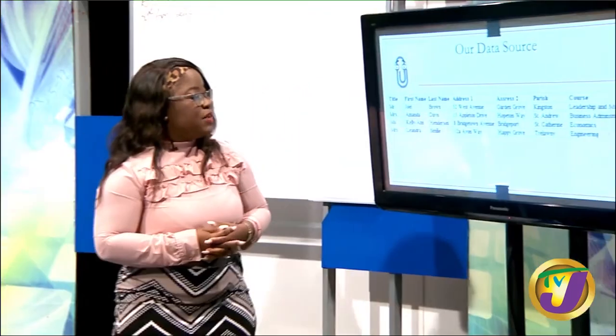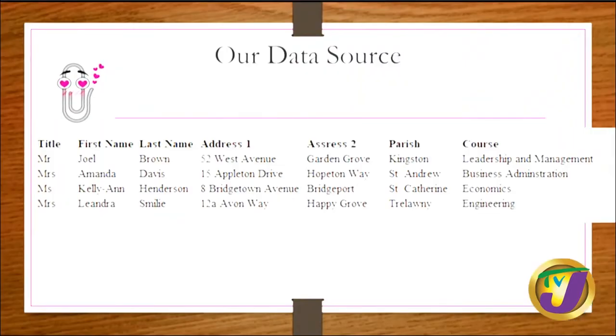All right, here is our data source. So our data source consists of 4 individuals, and if you notice that they go by headings, and we have the various fields. We call them merge fields or headings. We have the title, first name, last name, address 1, address 2, parish, and courses. So by now you should get an understanding of what will vary from recipient to recipient. Their title will be different, their first name, last name, their addresses are different, and the courses that they are pursuing are different.